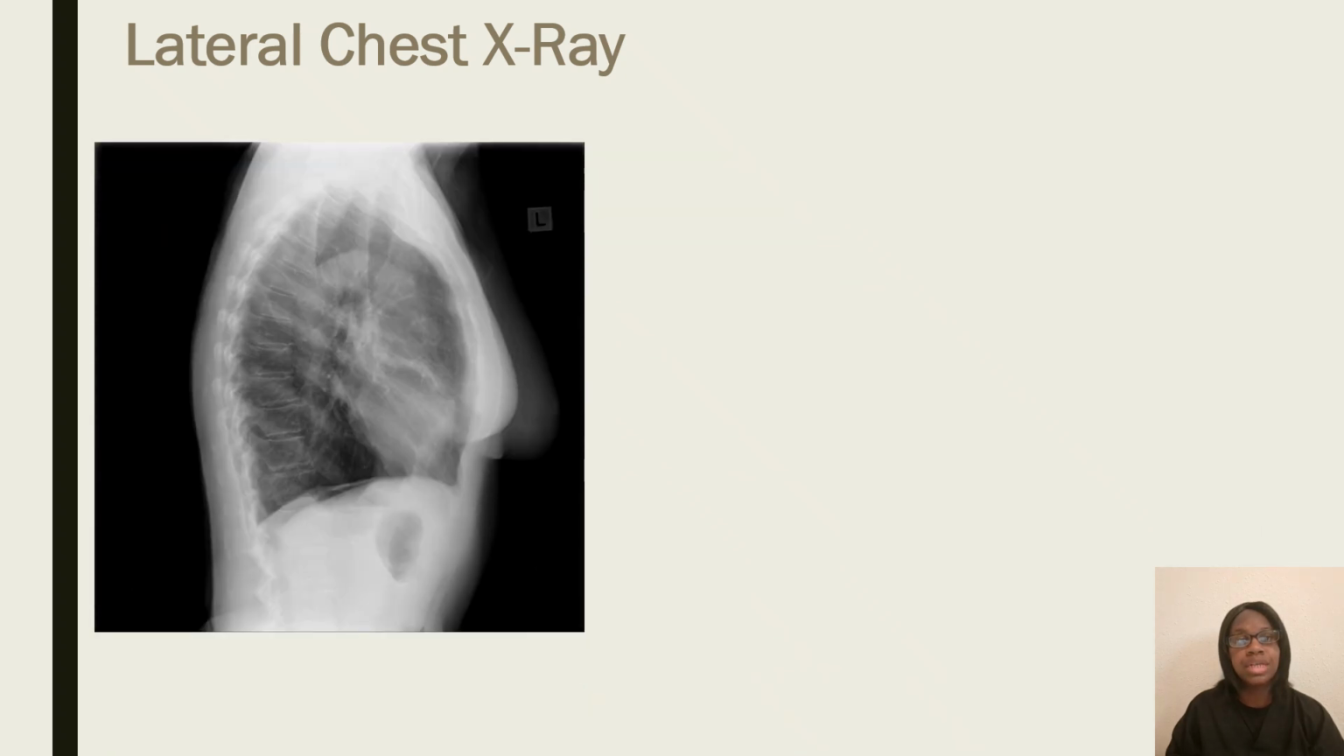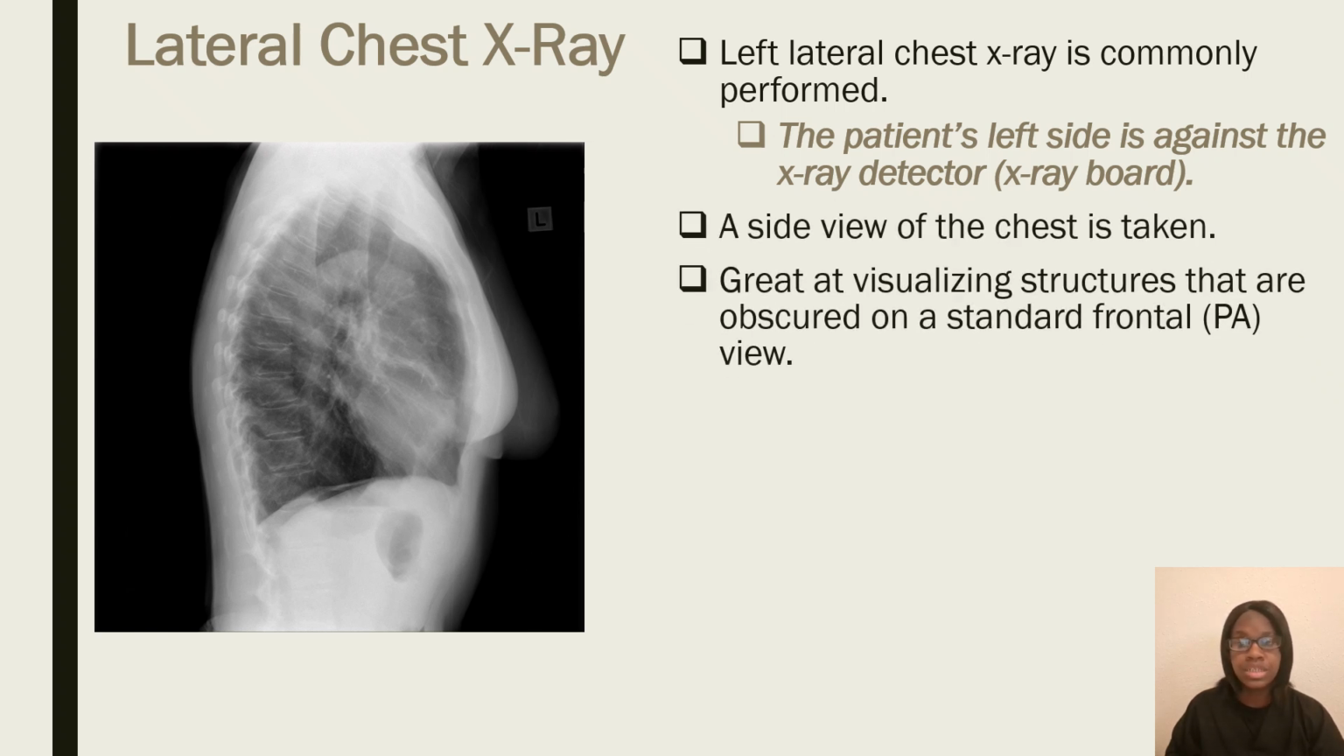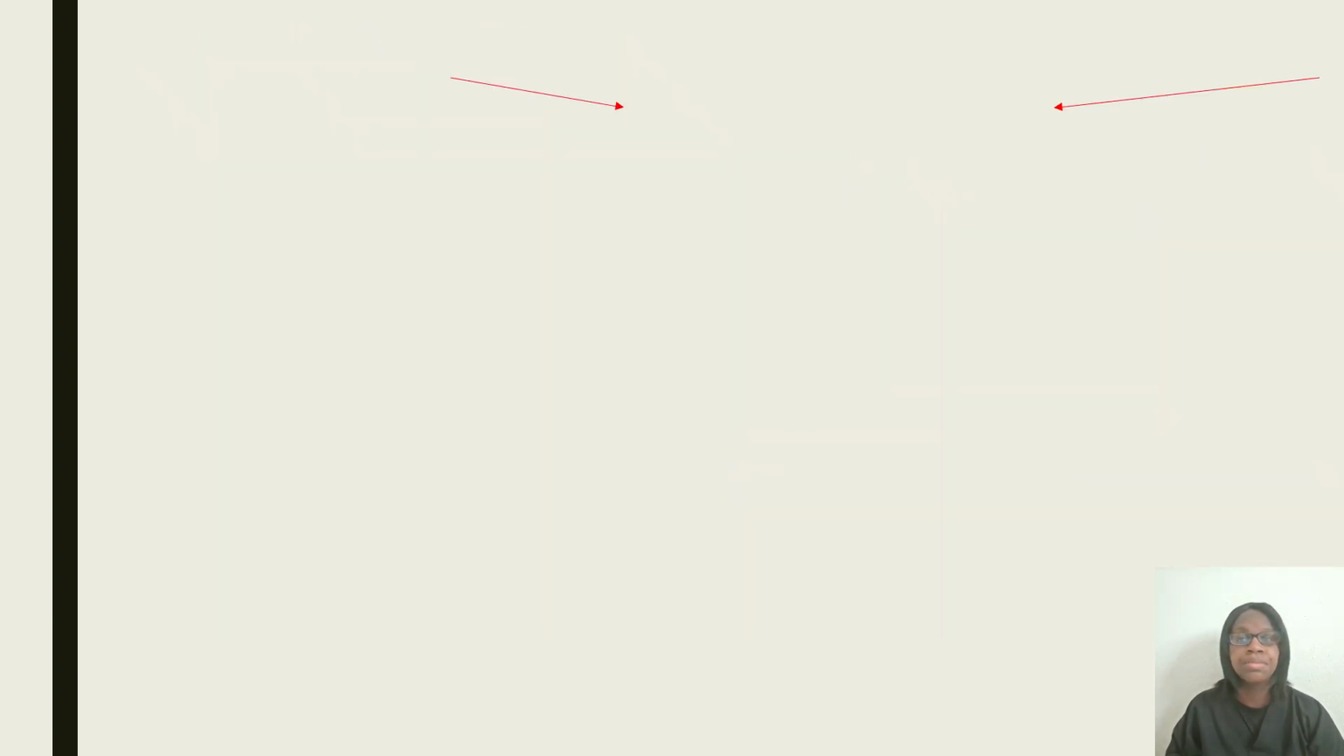Now we have our lateral chest x-ray. The lateral chest x-ray is commonly performed as well, especially if a doctor ordered a two-view chest, and the patient's left side is against the x-ray detector or our x-ray board. A side view of the chest is taken. This is great at visualizing structures that are obscured on a standard frontal PA view, and it can visualize the heart, great vessels, trachea, bronchi, and lower lobes of the lung.